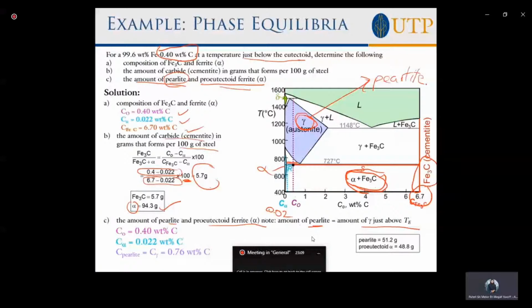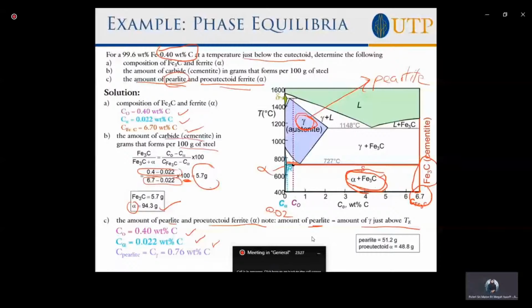So what compositions do we have here: C0, C alpha, C pearlite, gamma. It is 0.76. Where is it? Up there, near here. So at that tie line, 0.76 is the composition of gamma.